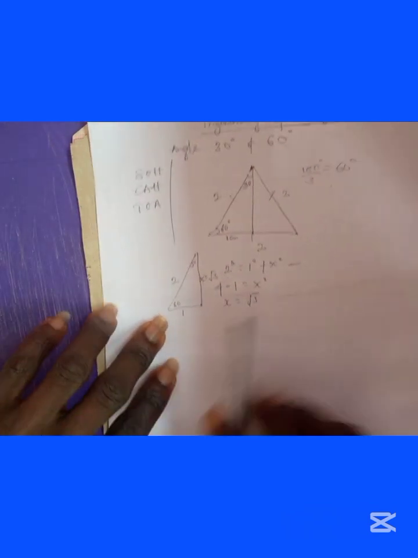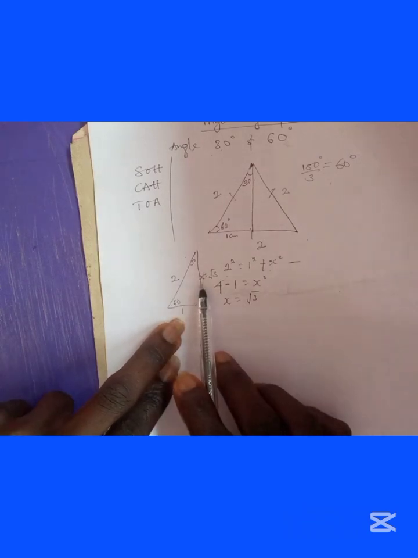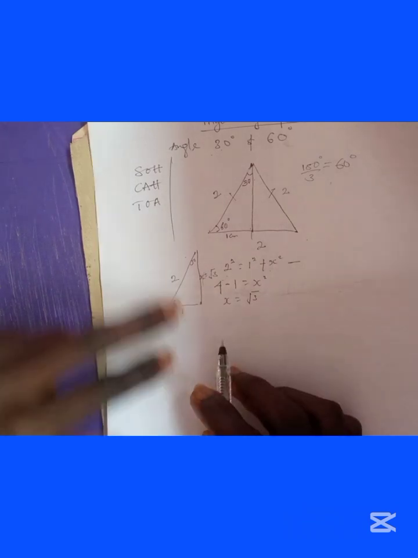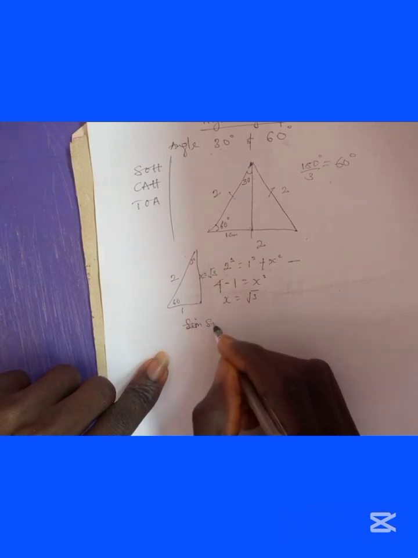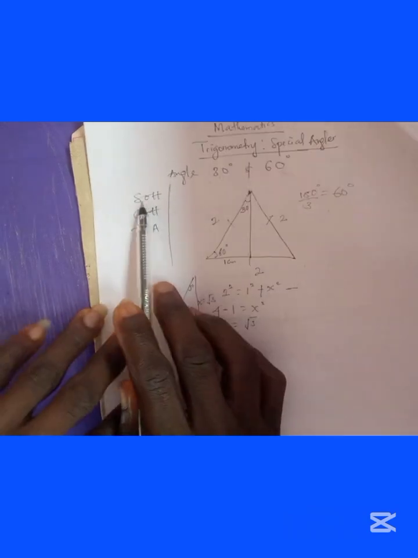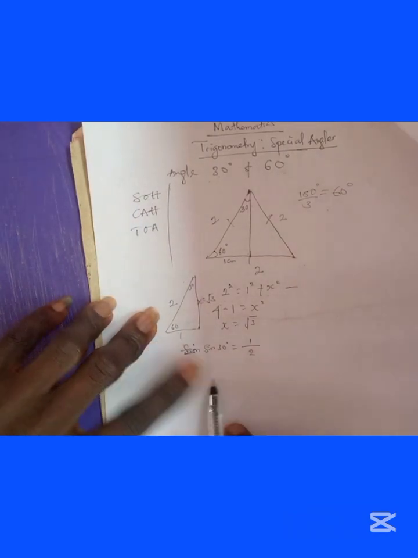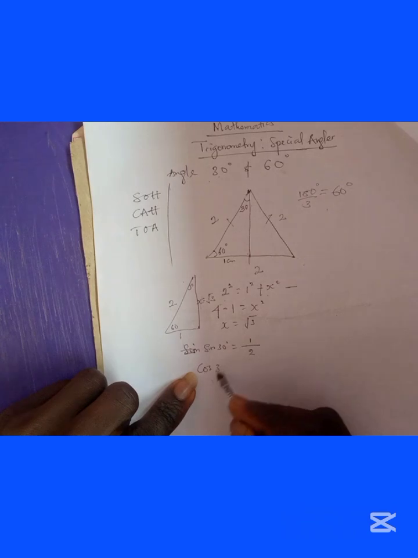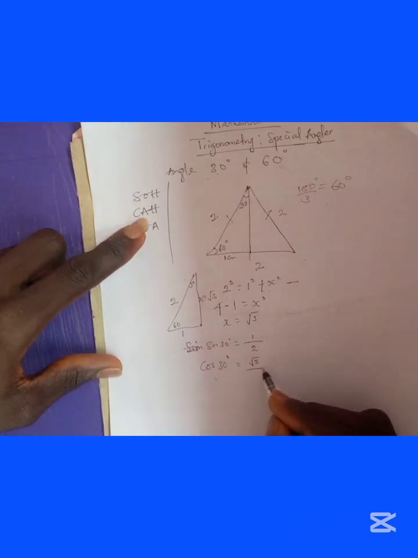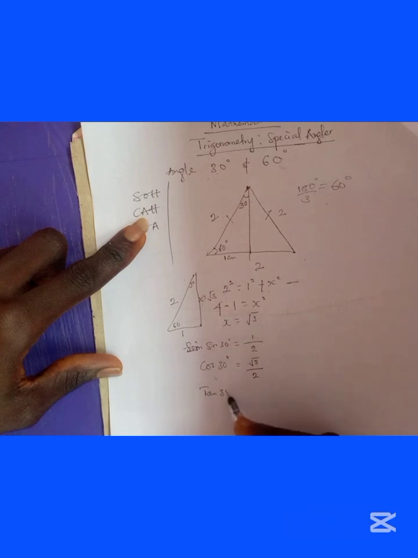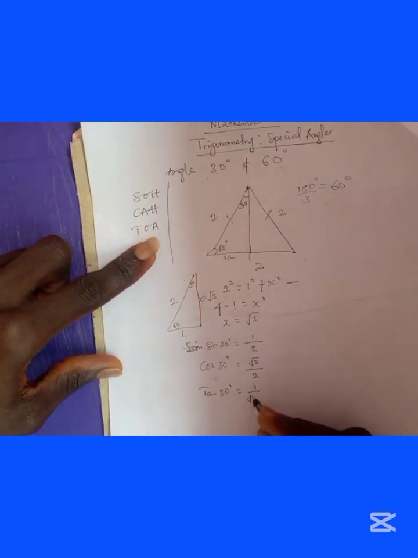Taking angle 30 first, this side will be our opposite, this side will be our hypotenuse, and this side will be our adjacent. So sine 30 will be opposite over hypotenuse, which is 1 over 2. So sine 30 is 1 over 2. Cos 30 will be adjacent, which is root 3, over hypotenuse 2. While tan 30 will be opposite, 1, over adjacent, root 3.